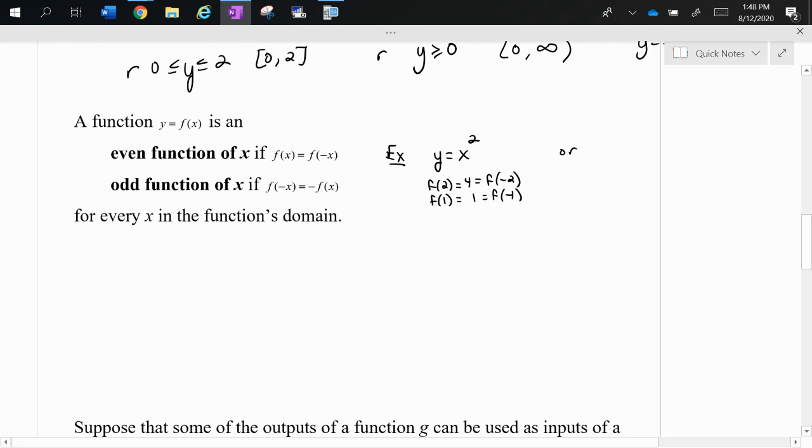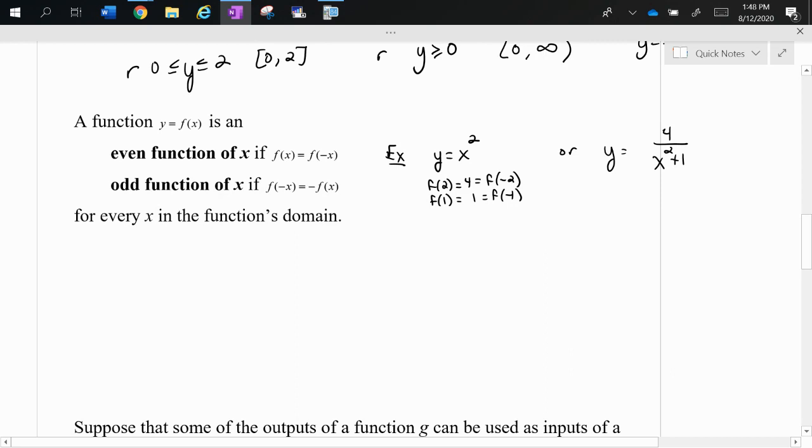Another example I can give you is y is equal to 4 over x squared plus 1. And I know that this function is also even because if I plug in 1 for x, and then I plug in negative 1 for x, I'm going to square it, so I'm going to get the same number in the denominator, no matter if I plug in 1 or negative 1, or 2 or negative 2, and so on. So these are two examples of even functions.